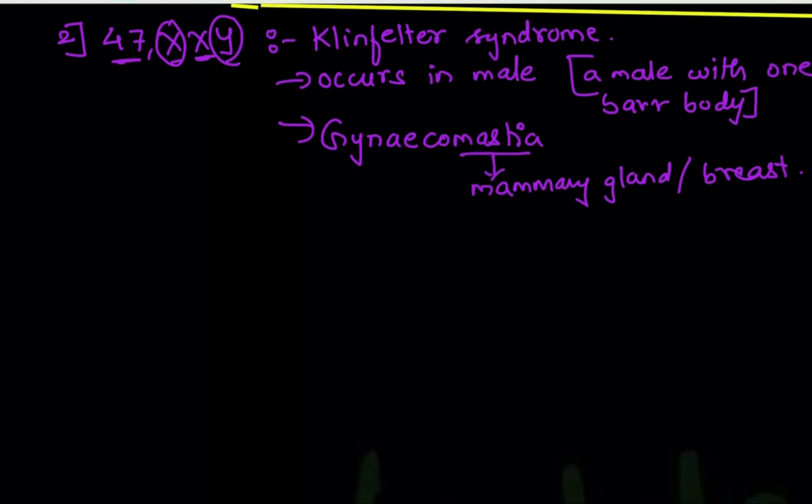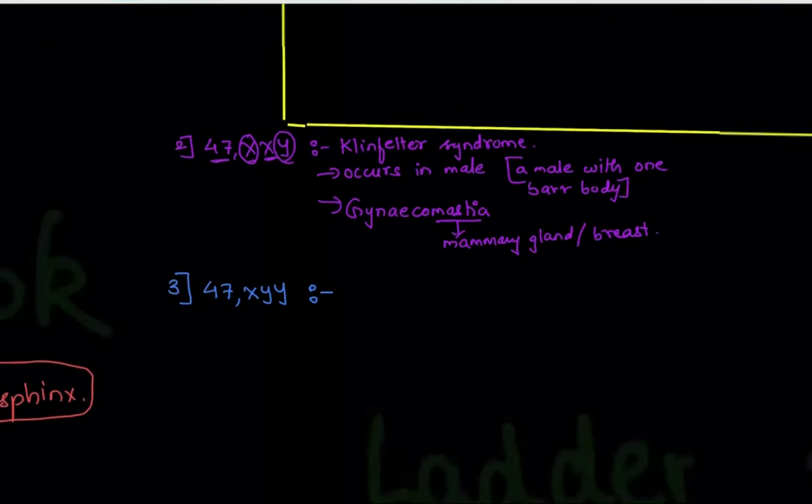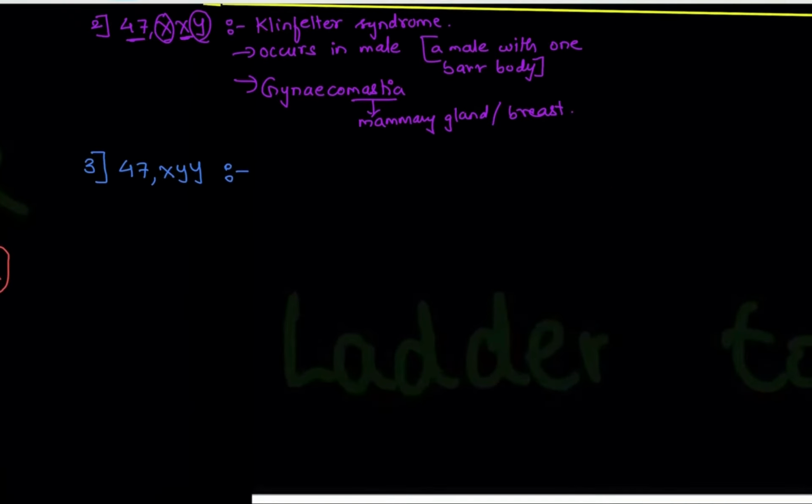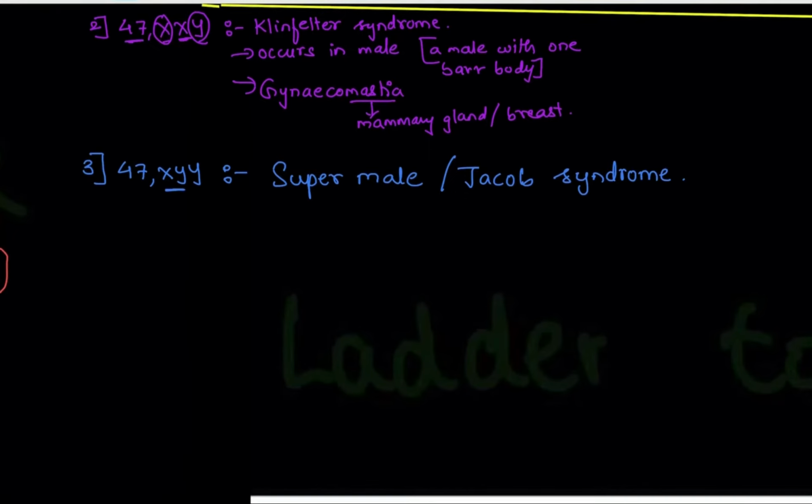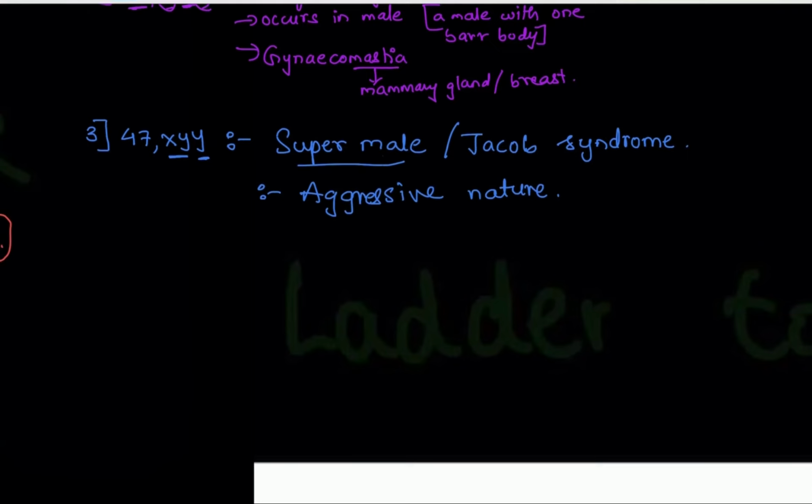Third syndrome that you should know is 47XYY. Now this 47XYY, its other name is super male or Jacob syndrome. Here you can see XY is the normal sex chromosome set for males, but there is an additional Y, and Y is for the males. Y is not present in females. So that's why super male or Jacob syndrome. In this case, the super male will have an aggressive nature, very, very aggressive nature. Okay. So this is the super male or Jacob syndrome that you should remember.